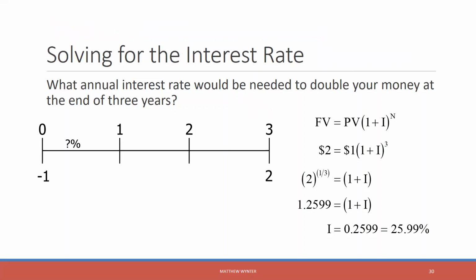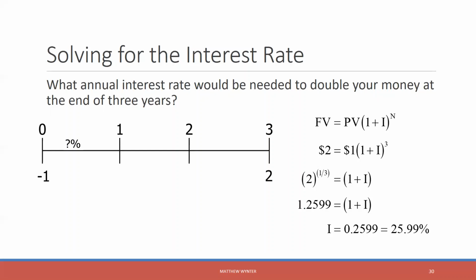All right. We can also solve for the interest rate. So hopefully what you take away from this, previously when we set this up, we were trying to find out what's the period, what's the n that's going to double our money. Now we're saying for a given length of time. So in this example, what annual interest rate would be needed to double your money at the end of 3 years? So for a given length of time, in this case, 3 years, same setup.